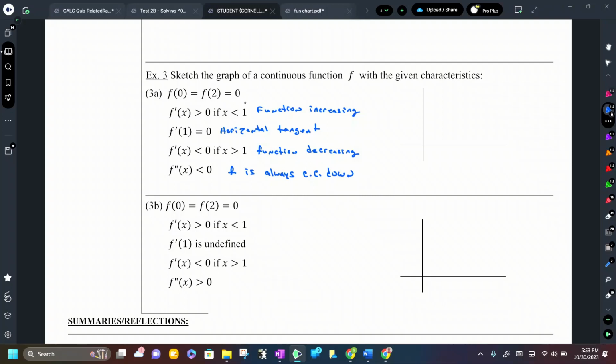So let's get some scale over here. And the easiest scale to start with would be f of 0. We know f of 0 is 0, and we know that f of 2 is also 0. So let's go 1, 2, 1, 2. Now we know that the function has a horizontal tangent line at f prime of 1. So when x is 1, we have some kind of horizontal tangent line up there.